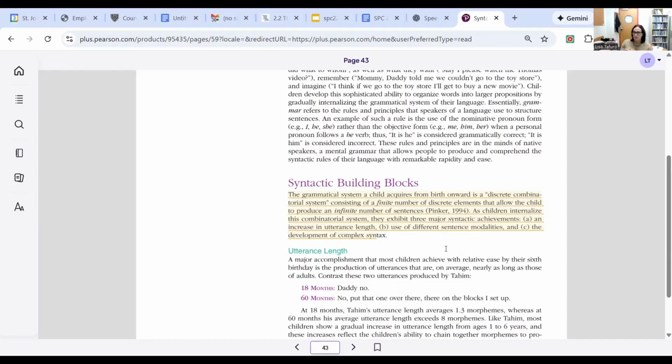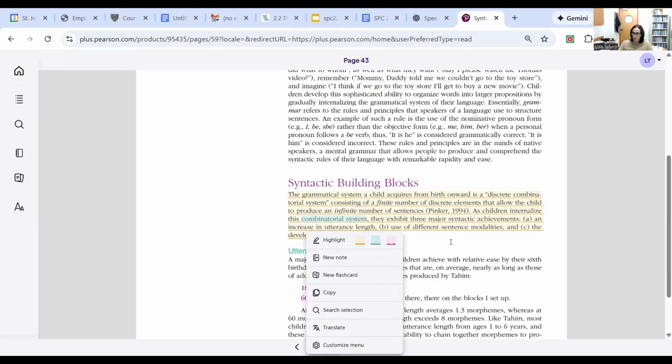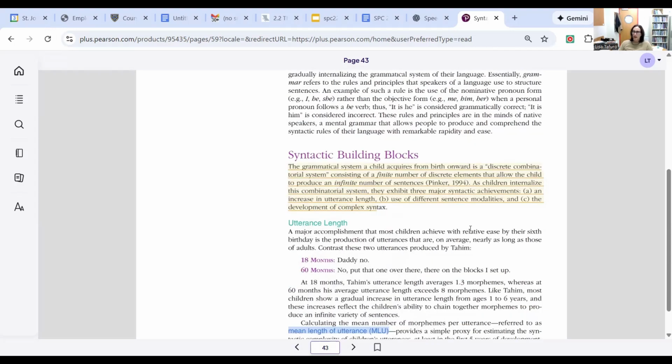And that's what this is telling us, where it's a combinatorial system. We're combining phonemes to create words, or morphemes. We're combining morphemes to create words. We're combining words to create syntax or sentences. Okay. So as children become equipped and learn this syntactic combinatorial system in particular, there are 3 achievements that happen.